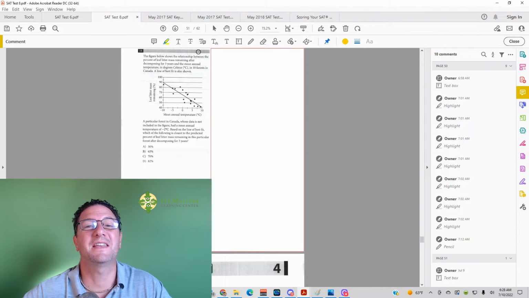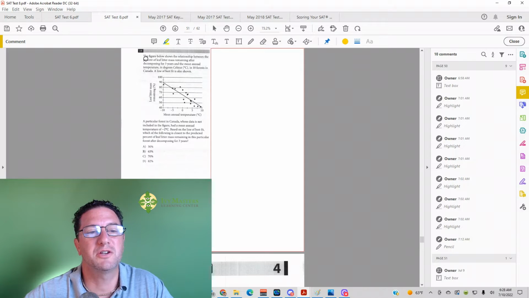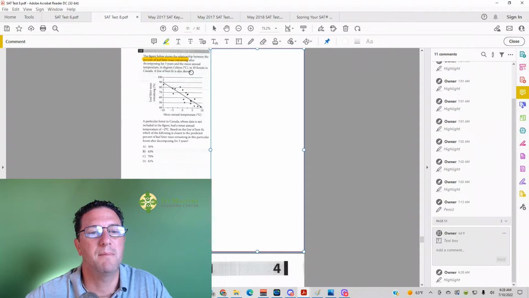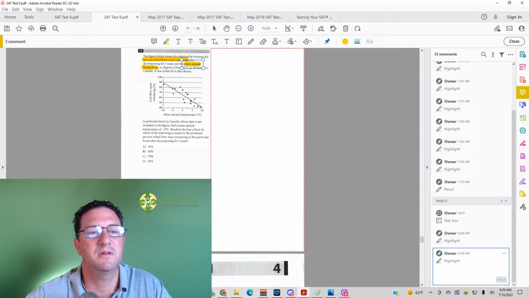And today we're going to look at Test 8, Section 4, number 18, which reads, figure below shows the relationship between percent of leaf litter mass remaining after decomposing for 3 years and the mean annual temperature in degrees Celsius in 18 forests in Canada. A line of best fit is also shown. So I'm also going to highlight mean annual temperature.